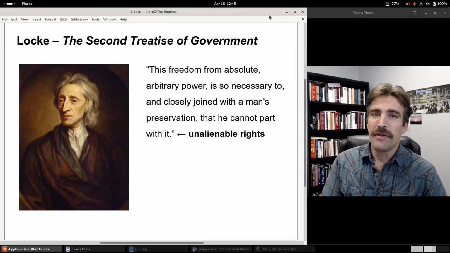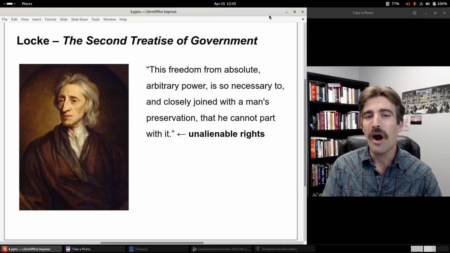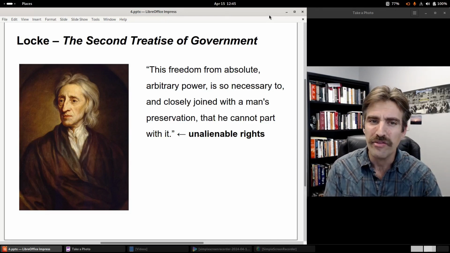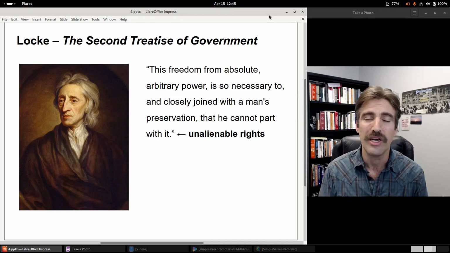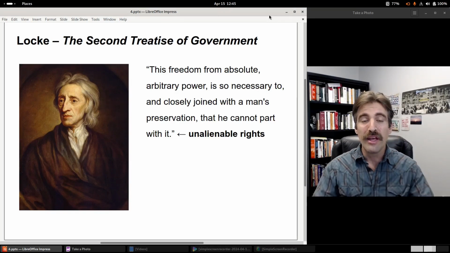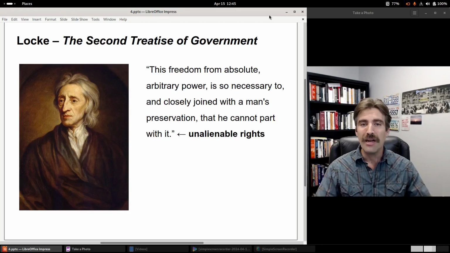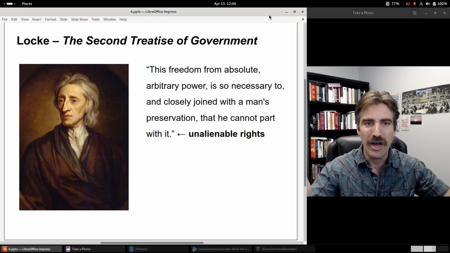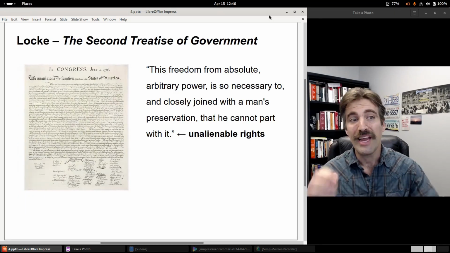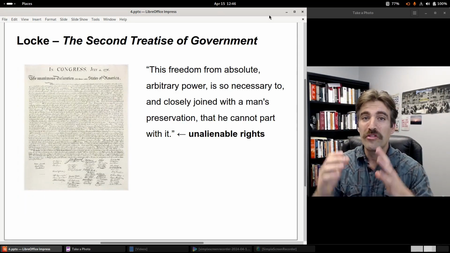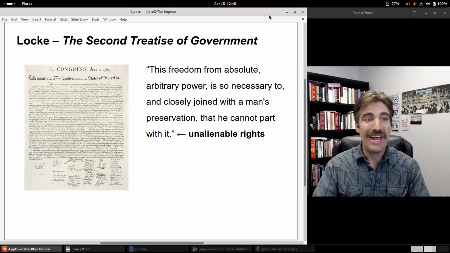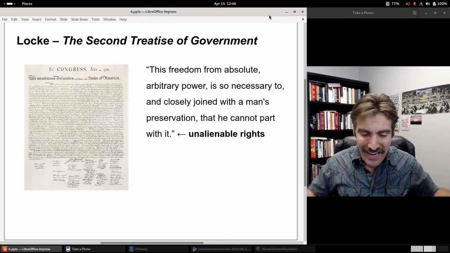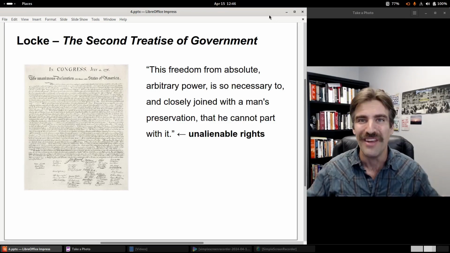This freedom, Locke says, from absolute arbitrary power is so necessary to and closely joined with a man's preservation that he cannot part with it. This is the concept of unalienable rights. We hold these truths to be self-evident, that all men are created equal, that they are endowed by their Creator with certain unalienable rights. What does that mean? It can't depart from you. It's inherent within your person. You can't get rid of it.